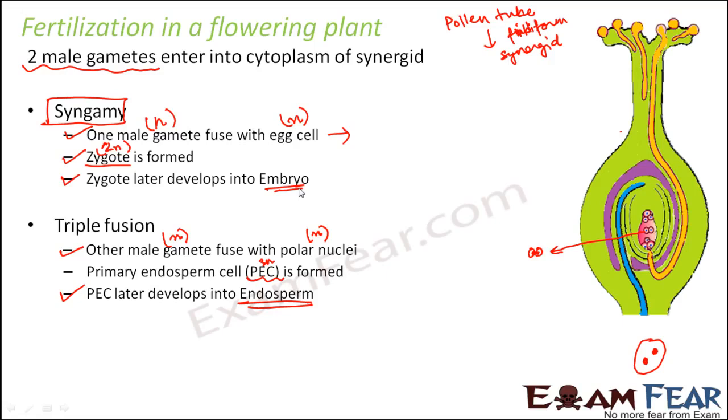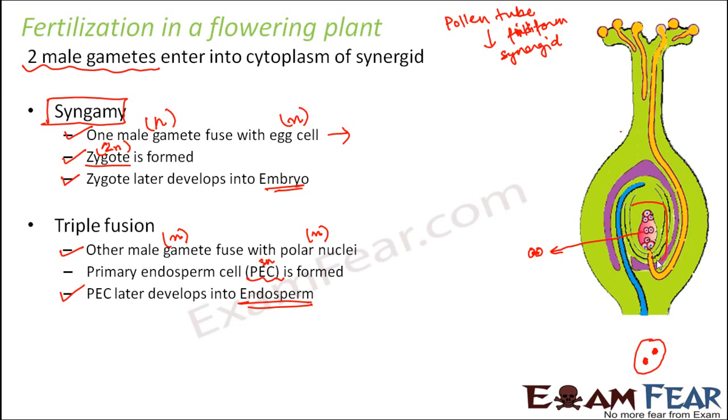So for that it needs nutrition, and that nutrition or nourishment is provided by the endosperm. Correct? Okay, so what did we observe? That inside the embryo sac, there were total 8 nuclei, or you can say there were total 7 cells. But out of that, how many are utilized?